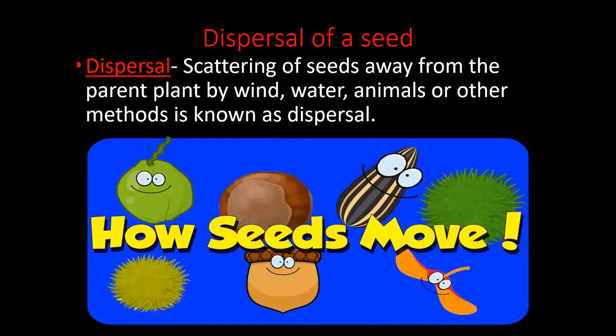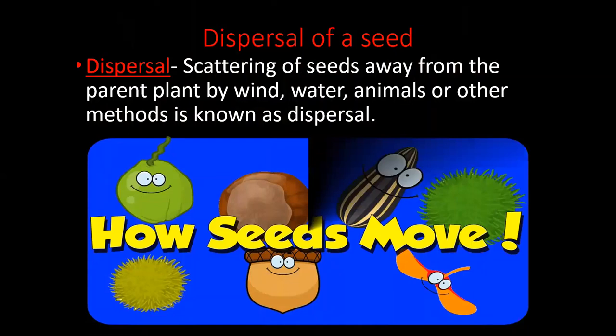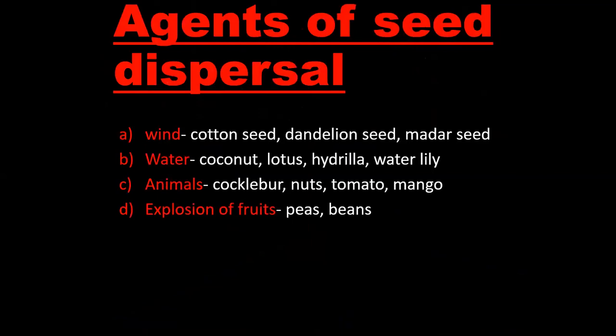Now, what is the definition of dispersal of seed? The scattering of seeds away from the parent plant by wind, water, animals, or other methods is known as dispersal of seeds. In my previous slides, we discussed the agents of seed dispersal, because the seeds can't move by themselves, so they are dispersed with the help of some agents. Those agents are wind, water, animals, and explosion of fruits. Now let us study about them one by one.